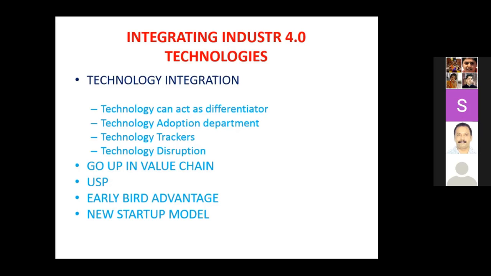Technology can act as a differentiator. Technology adoption is important. You need to be a technology tracker, and the main parameter of technology is technology disruption. Suppose there is a person who has developed his business in television. He has developed his business in east, west, north, south, all four directions of the country, and he is working with the old television sets with CRT.